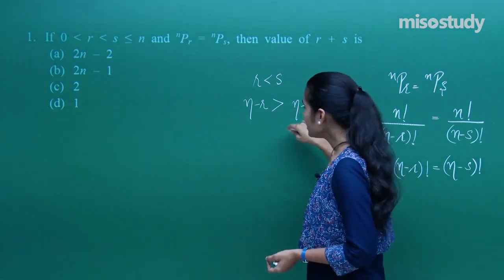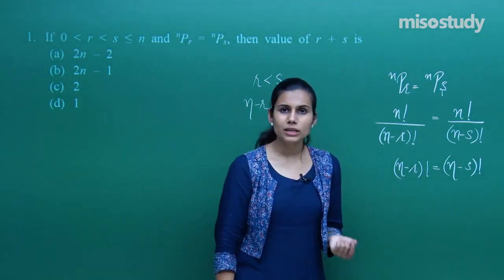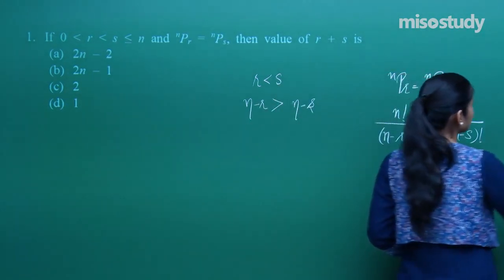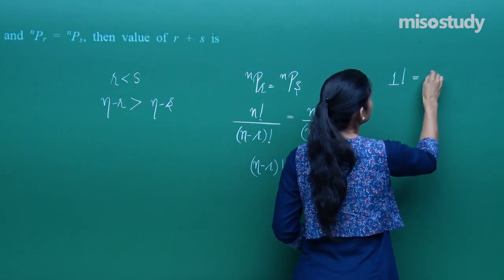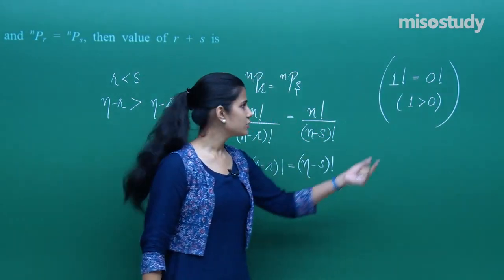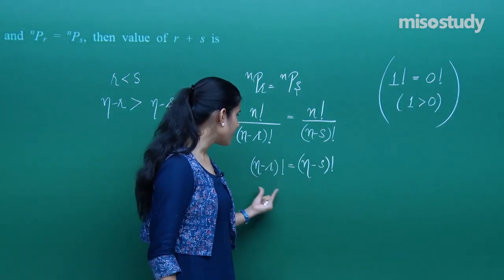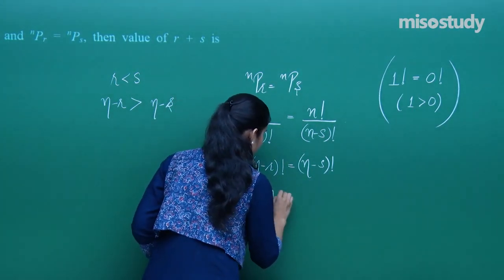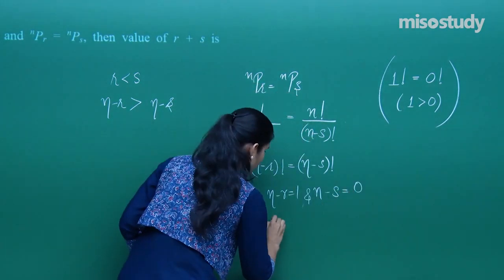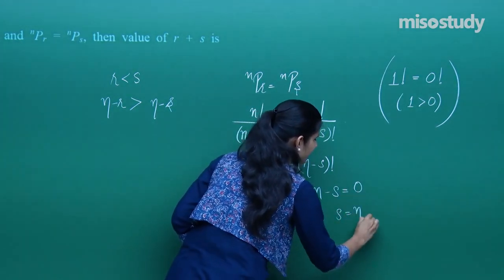If N minus R is greater than N minus S for sure, and their factorials are same, what is the only possibility for N minus R and N minus S? There is only one case. We know that 1 factorial is 0 factorial, when 1 is greater than 0. There is no other scenario in which one number is greater than the other number but their factorials are same. This just implies that N minus R is 1 and N minus S is 0. So N minus R is 1 means R is N minus 1 and S is N.